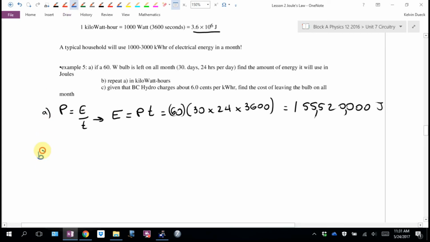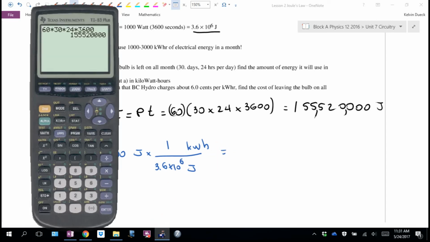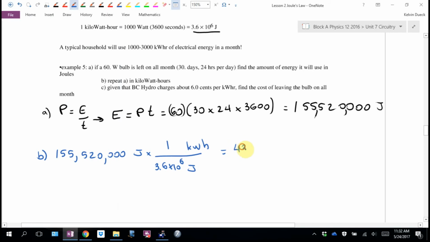If we want to repeat that in kilowatt hours, we would write down what they gave me, 155,520,000 joules. I want joules to cancel. I want kilowatt hours, and 1 kilowatt hour is 3.6 times 10 to the 6th joules. You get a much nicer number, 43.2 kilowatt hours.